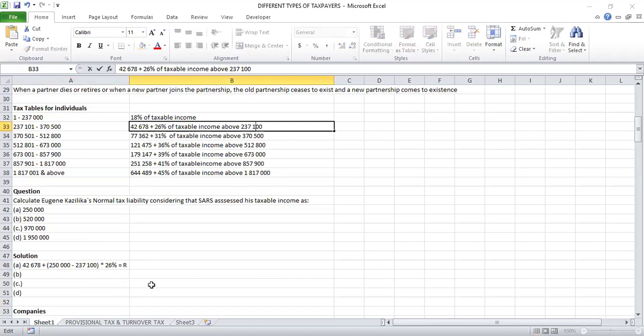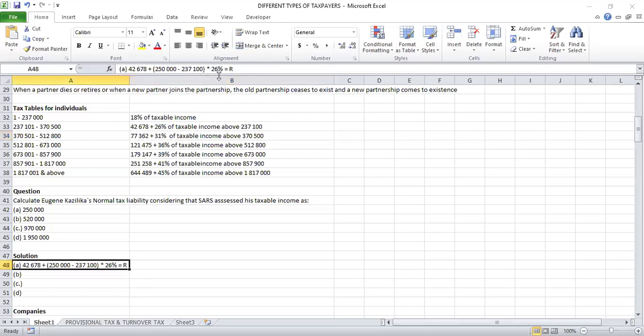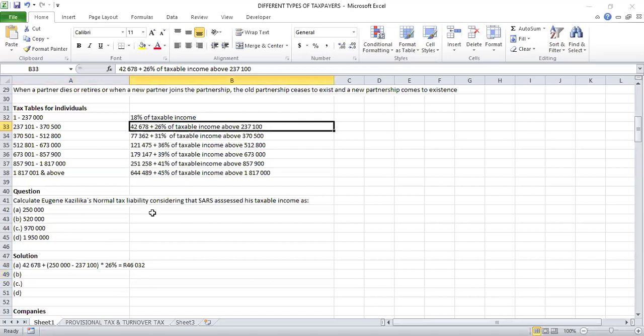It will be 12,900. Then times 26%. That's 3,354. Then add the 42,678. It's 46,032 rands. Okay, so that's how you determine the tax for that. So the amount written will be the minimum for that bracket. Then on top of that, you pay an additional tax on your additional income above the previous bracket.